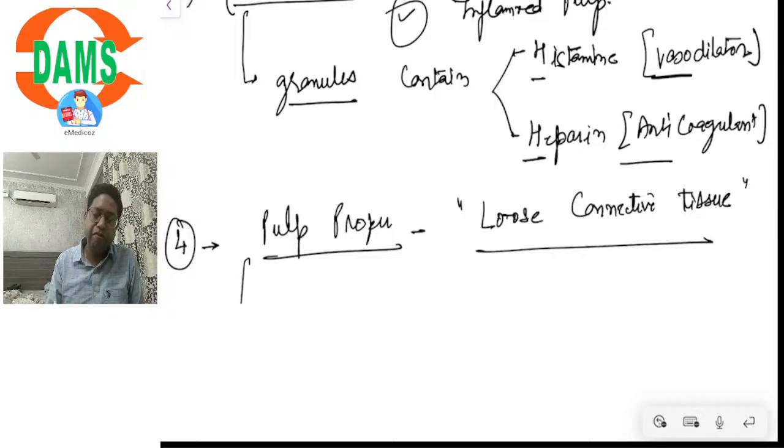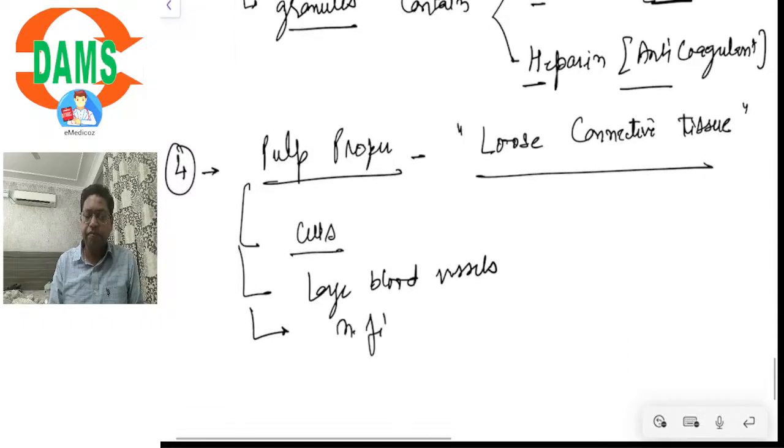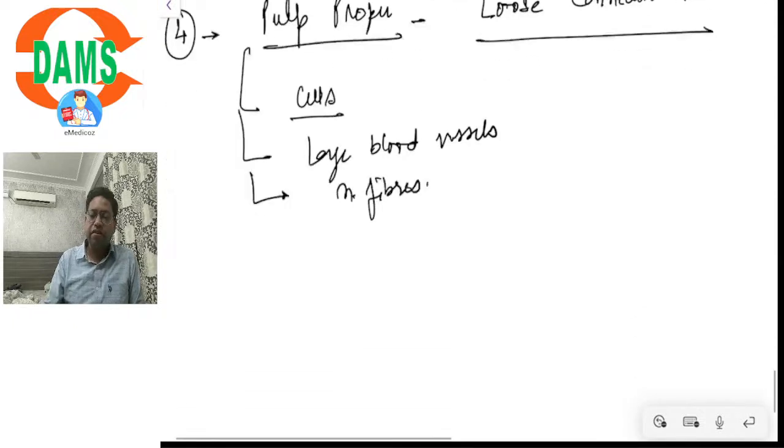As the name indicates, pulp proper, it consists of cells. What are the different cells? We have already seen, but the highest concentration of these cells would be present in the cell-rich zone. Then it has got large blood vessels and nerve fibers. These are the components of dental pulp into four morphologic zones and their important characteristics.